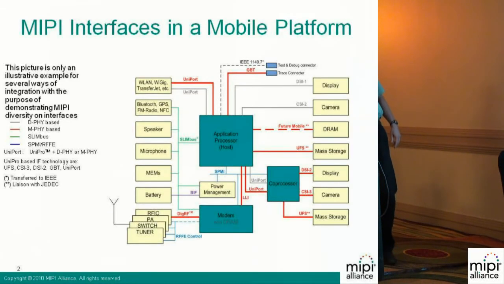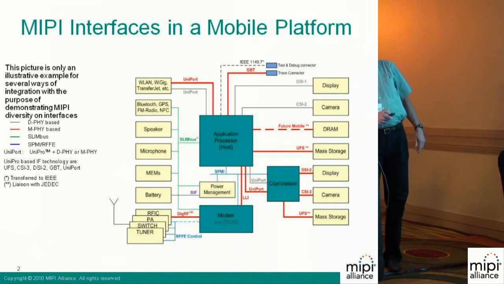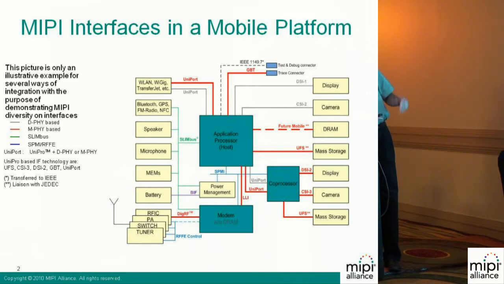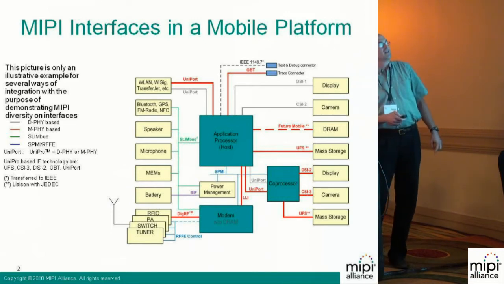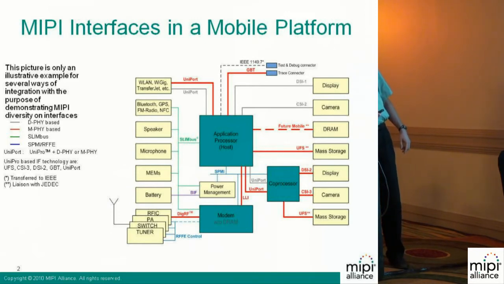So we actually do play at the interface level, but we play at lots of levels. You'll see here this gigabit trace and 1149.7, which although is no longer a MIPI specification for debug, it started here. So we do play on the peripheries here, but we play at lots of levels.